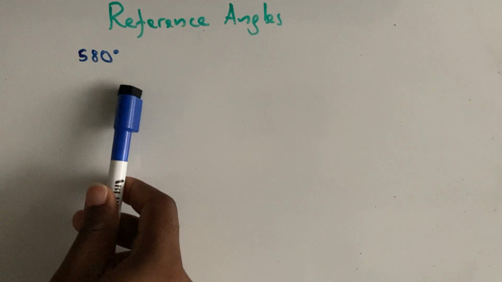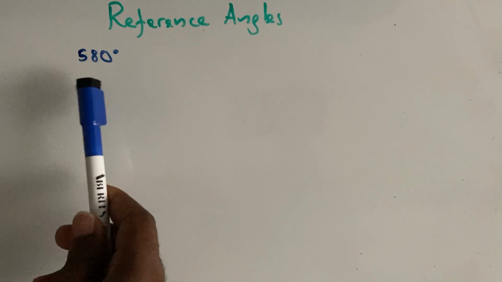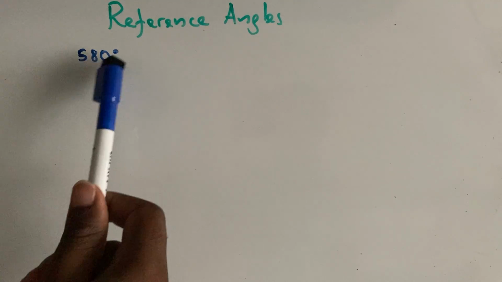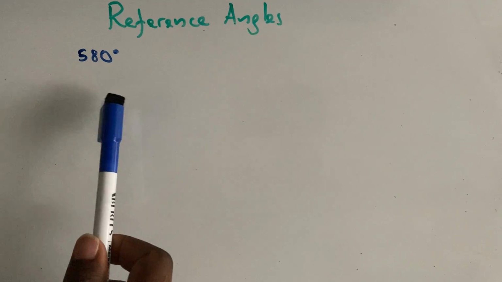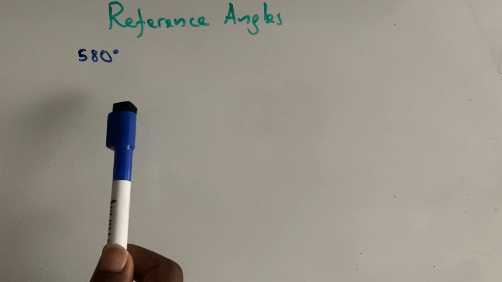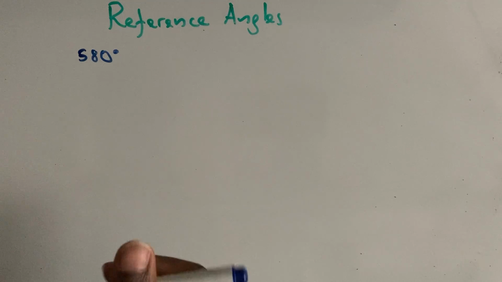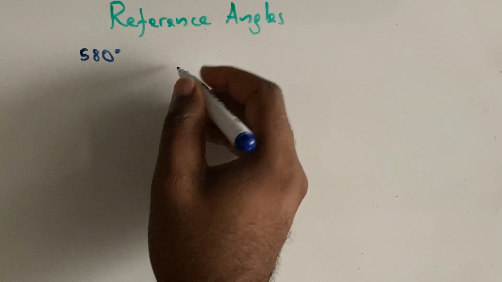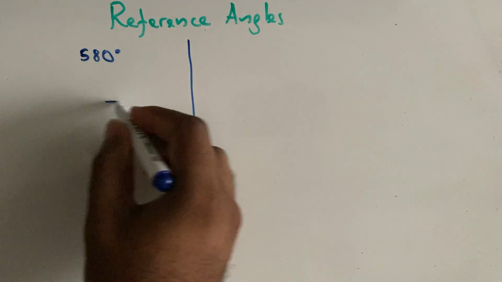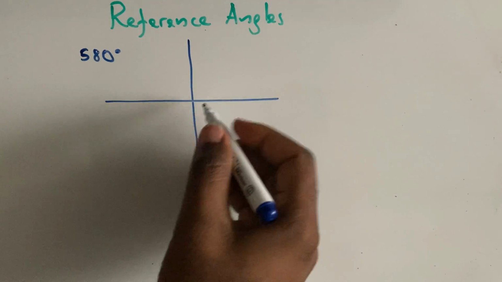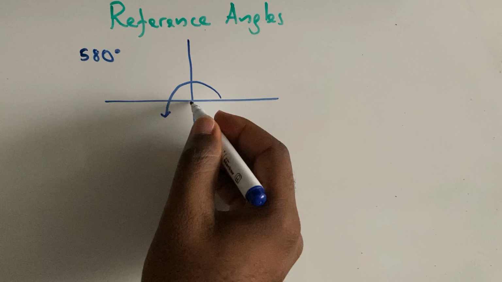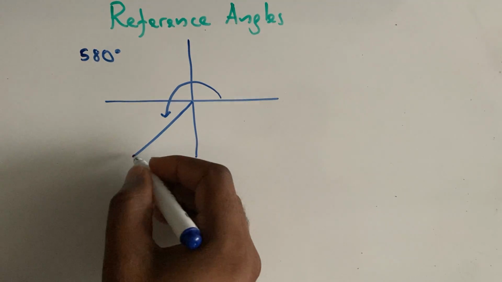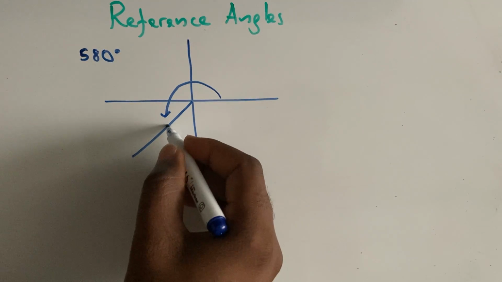Okay, guys, so let's say I want to find the reference angle for 580, the non-acute angle 580. Now, one thing to know is that whenever we say reference angles, what we mean is, let's say for example you had an angle right here. Starting from here, the terminal side is right here.